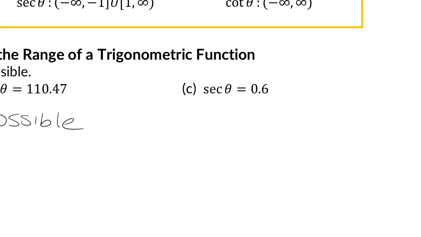And then we have a question like this. Secant of theta equal to 0.6. Is 0.6 in the range of secant of theta?